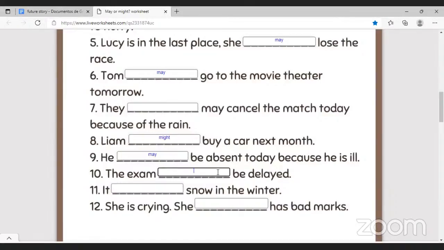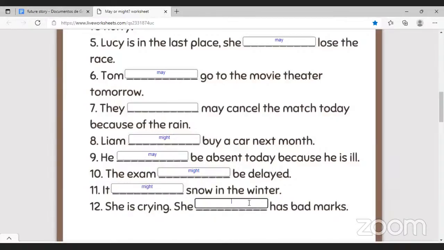The exam might be delayed. Excellent. Delay. Good job. It might snow in the winter.